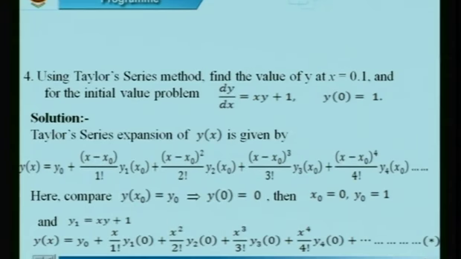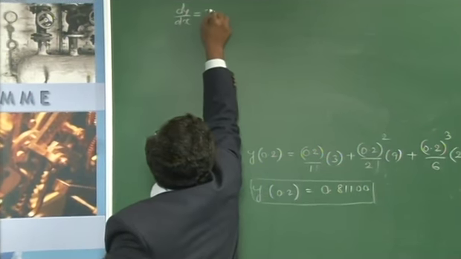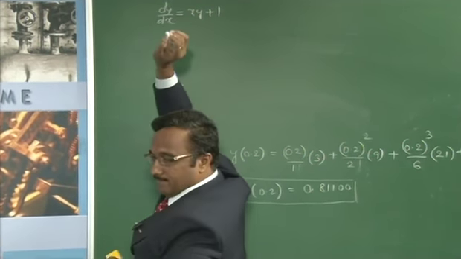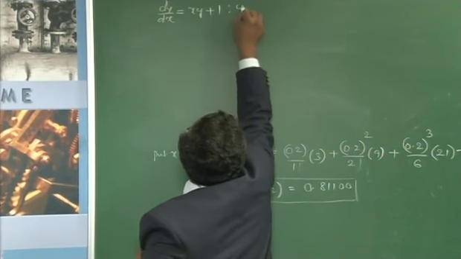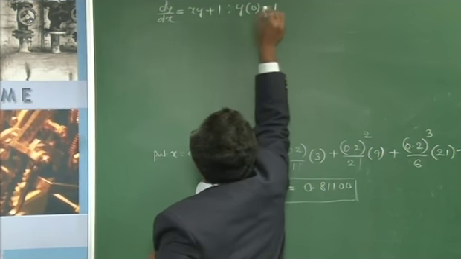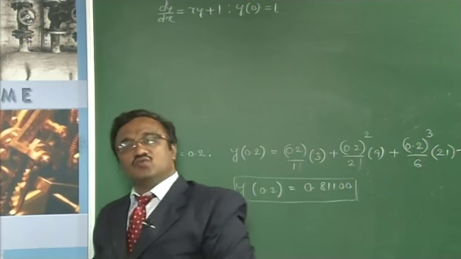So again we are going to one more problem for the evaluation of this. The next problem, it is the 4th one. Again solve the initial value problem dy by dx equal to xy plus 1 at the initial value, y of 0 equal to 1. Again they ask for up to 4th degree term.